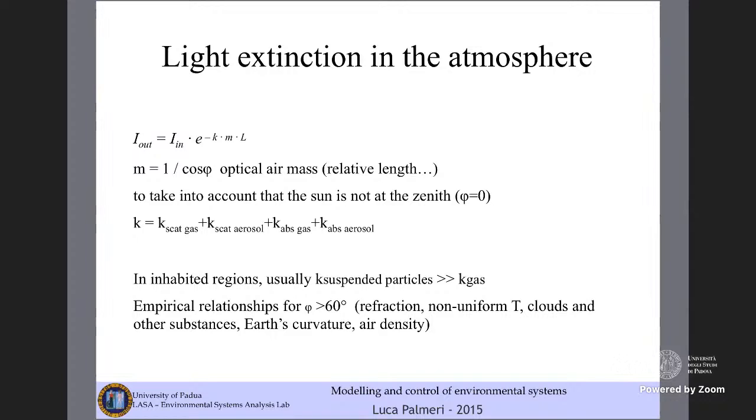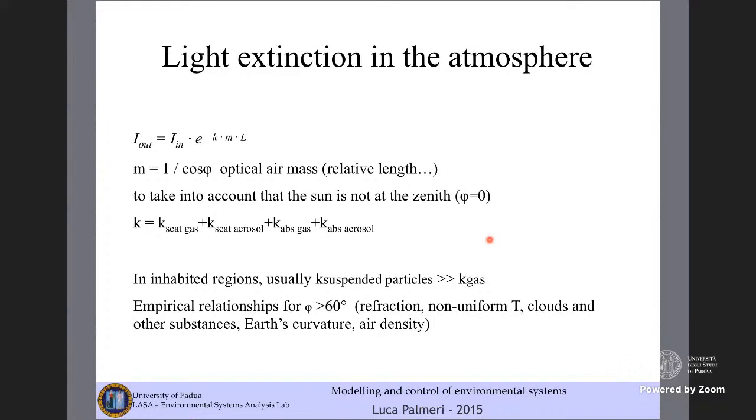And then to take into account that there are different types of scattering, we may decompose the constant K into different contributions. The first contribution is due to scattering by gases, the second to scattering by aerosol, the third is absorption by gas, and the fourth is absorption by aerosol. Of course, in inhabited regions, usually K of suspended particles is much more relevant than K of gases, because in inhabited regions we have a lot of suspended particles that are produced by anthropic activity on the ground.